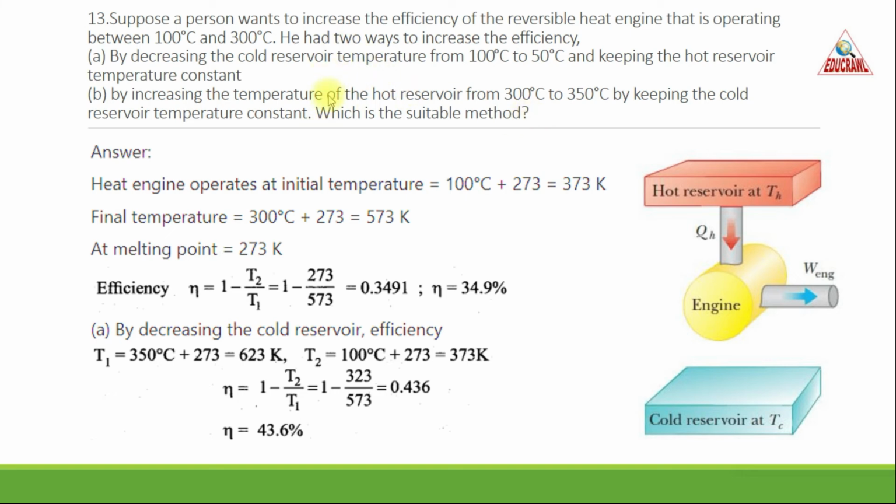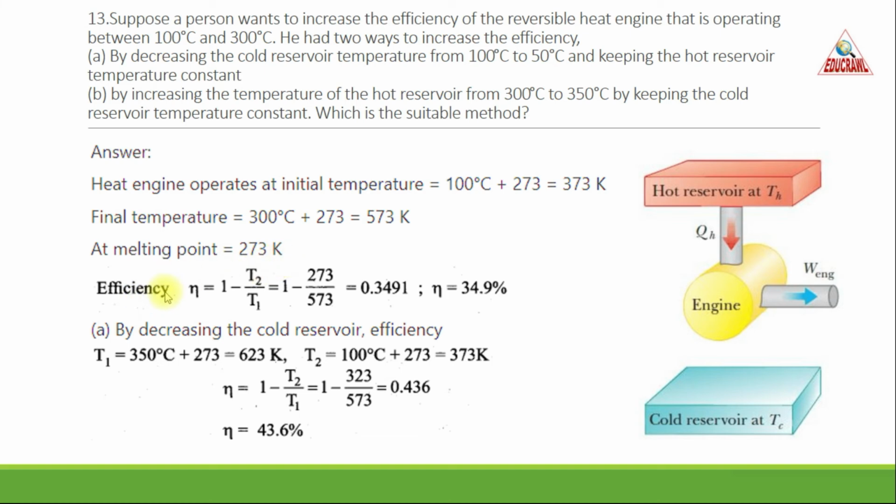So in both the methods we will find the efficiency. Whichever efficiency is greater, that we will follow. We know the heat engine operates at an initial temperature of 100 degrees Celsius. So you have to convert it into Kelvin, which is equal to 373 Kelvin. The final temperature is given as 300 degrees Celsius. So once again add 273 to convert it into Kelvin, which is equal to 573 Kelvin. The melting point is 273 Kelvin.